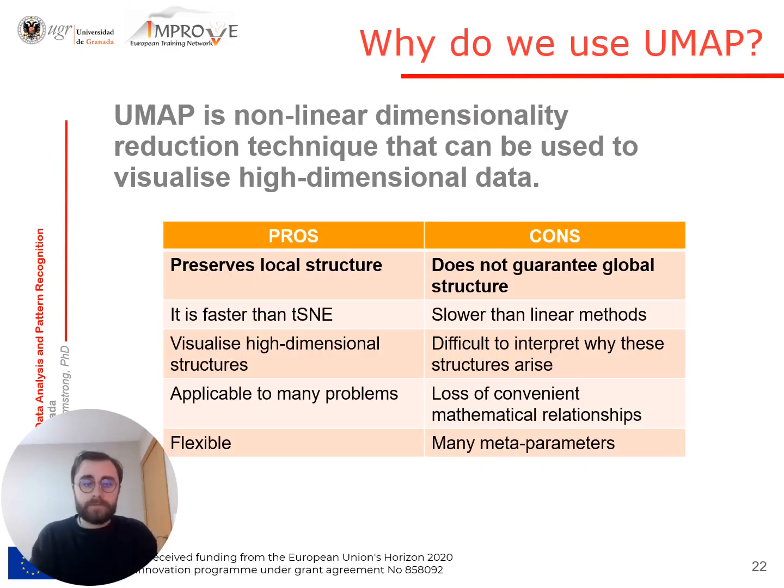So now let's get into more of the philosophy. When do we want to use UMAP? What are its benefits? What are its drawbacks? So yes, UMAP preserves local structure very, very well, but it doesn't guarantee global structure, and we'll find out more about that in a bit. It's a lot faster than t-SNE, but it is slower than linear methods. You can visualize high-dimensional structures, but it is difficult to interpret why those structures arise.